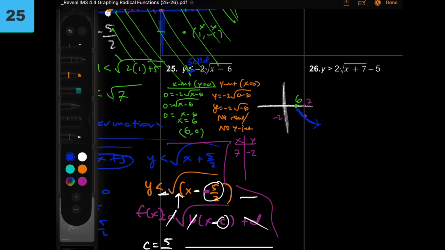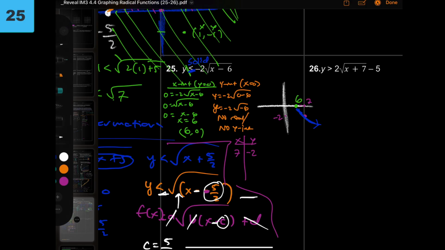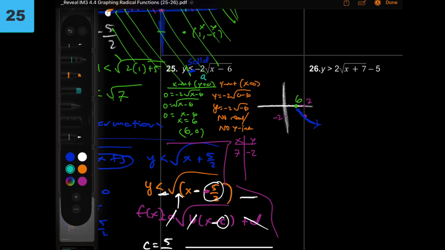Now, how do we know that? Well, by transformations, you should be able to identify that the letter on the outside of the radical, if your A is less than 0, so A is negative, right? Then it's going to reflect over the x-axis. And then we can just go ahead and test something.